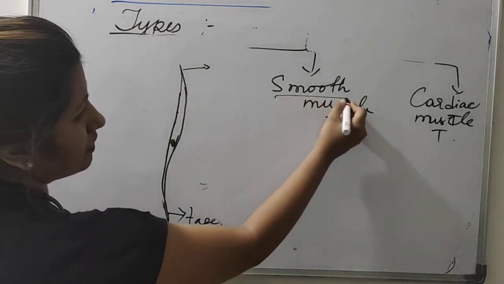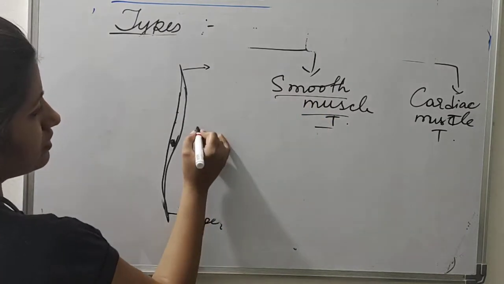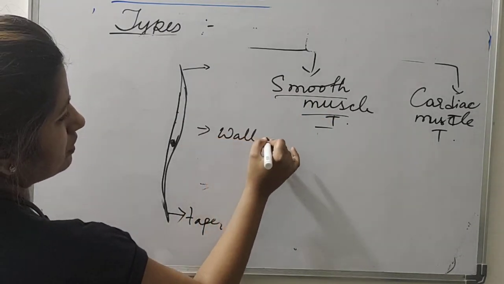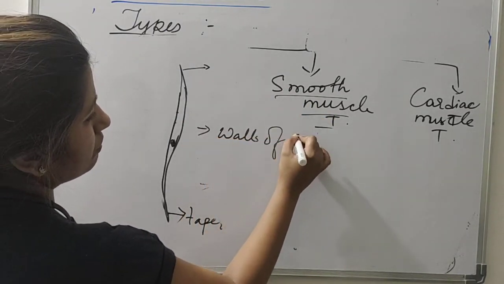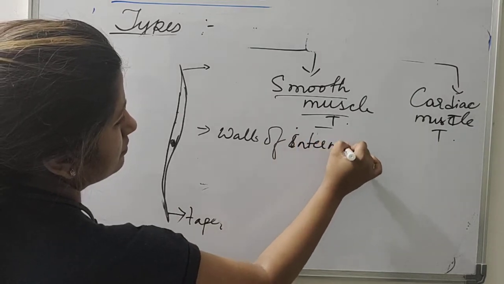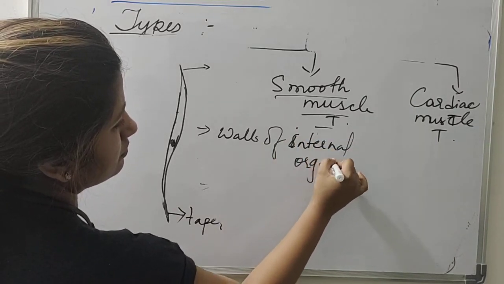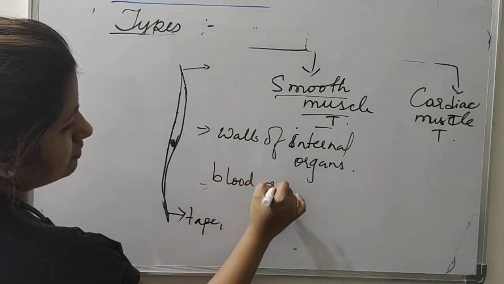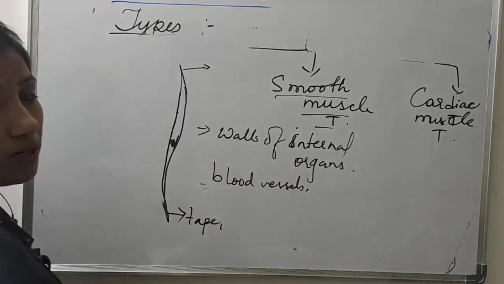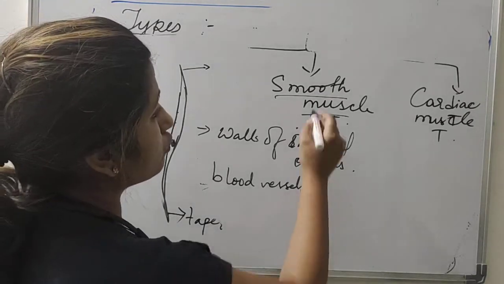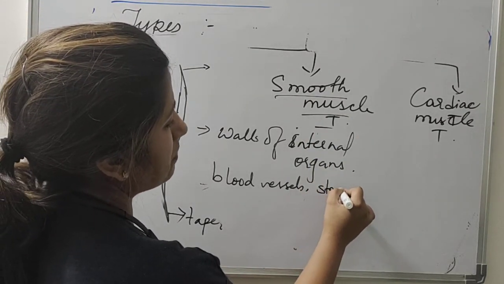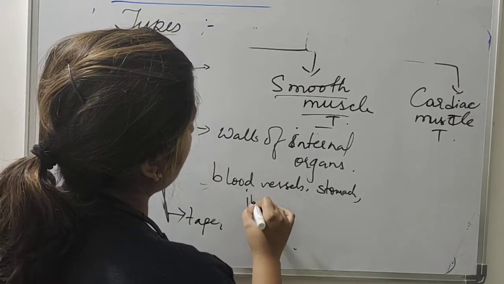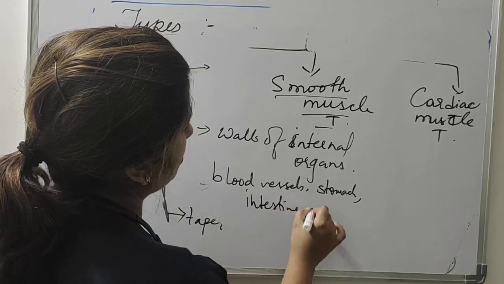So where are these smooth muscle tissues found? In the walls of internal organs, such as blood vessels. So blood vessels are made up of smooth muscles. Stomach is made up of smooth muscles. Intestine is made up of smooth muscles.